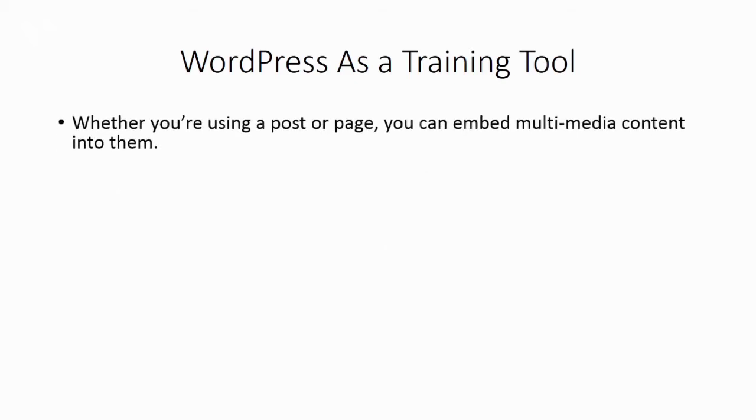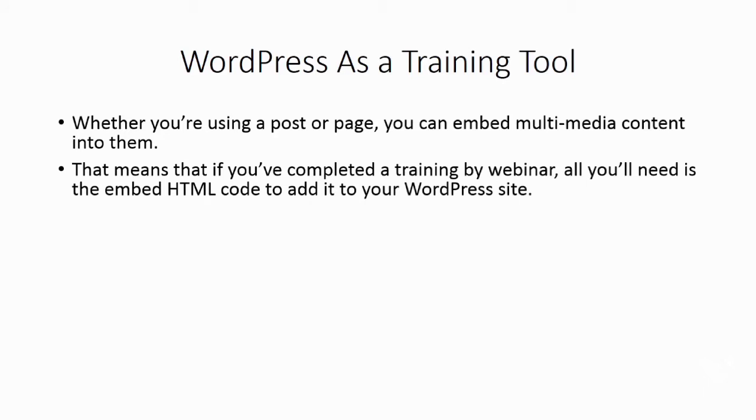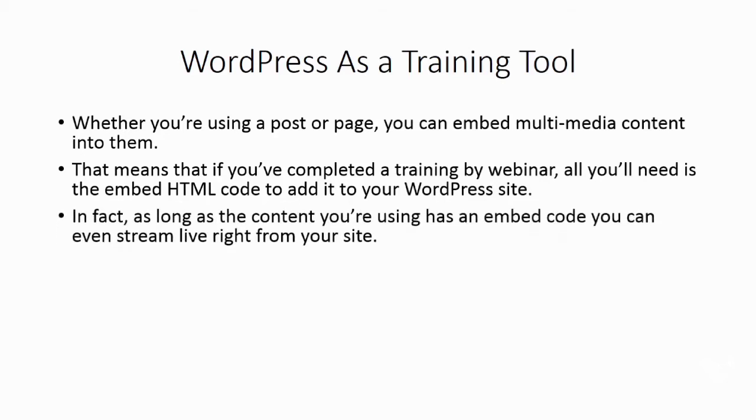Now, whether you're using a post or a page, you can embed multimedia content into them. That means that if you completed a training by webinar, all you'll need is the embed HTML code to add it to your WordPress site. In fact, as long as the content you're using has an embed code, you can even stream live right from your site.